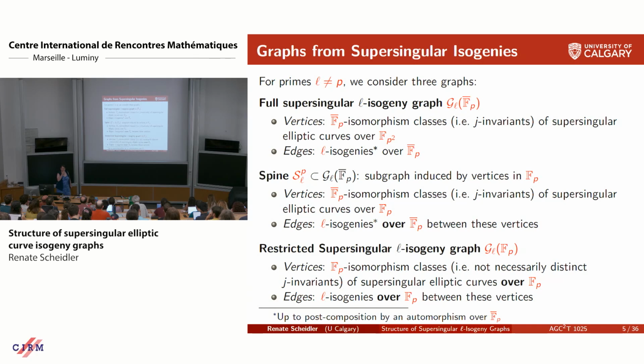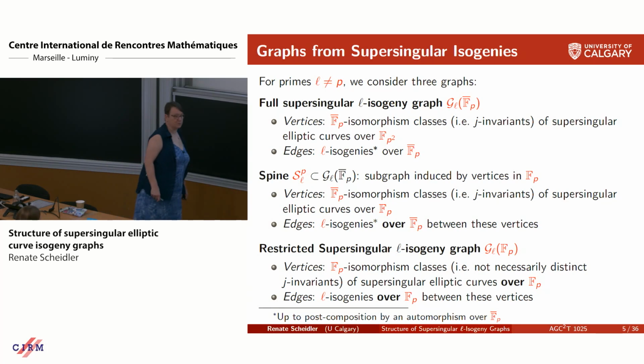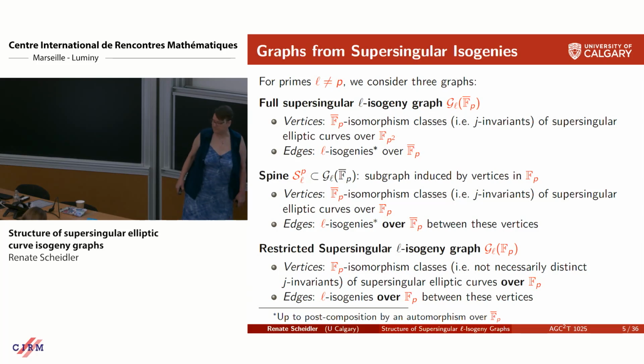And then we have a third graph, which we refer to as the restricted supersingular isogeny graph, which is most definitely not a subgraph. That is where you consider everything just over Fp. So the vertices are now Fp isomorphism classes. In particular, the vertices no longer have distinct j-invariants, because you could have a j-invariant and its quadratic twist, so j-invariants might appear twice. And the edges are now Fp isomorphism classes.